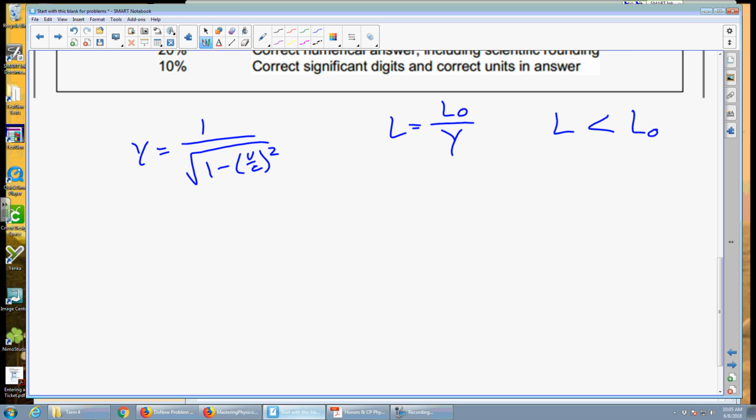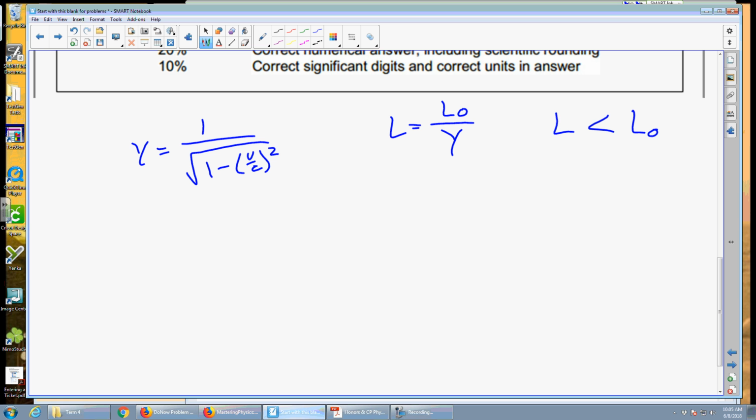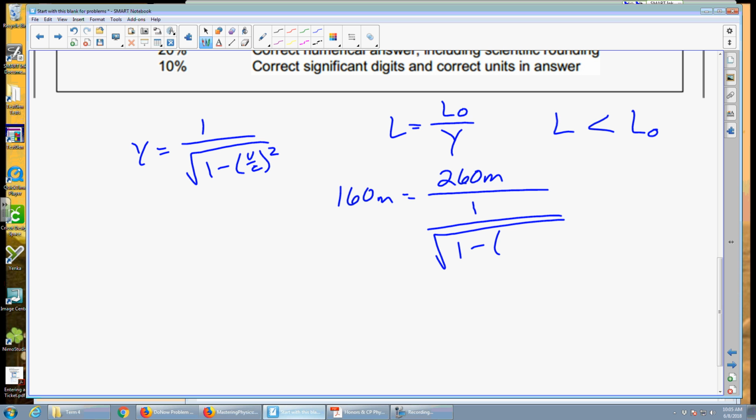So now really it's plugging in. Let's see. 260, 160. All right, L is always smaller, so that must be my 160 meters. And then I've got my 260 meters over 1 over the square root of 1 minus (v over c) quantity squared, and I just rearrange and solve for v over c. Yay, algebra.